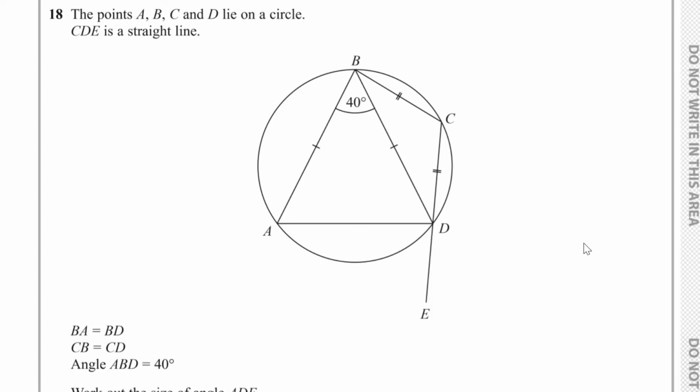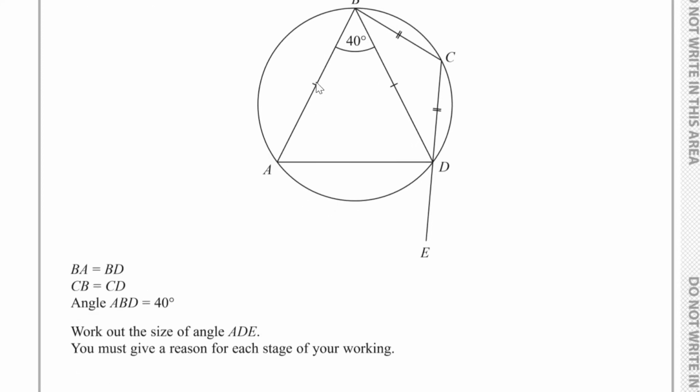Question number 18. The points A, B, C and D lie on a circle. CDE is a straight line. BA is equal to BD, so we have an isosceles triangle. CB is equal to CD. Again, we have an isosceles triangle. We have to work out the size of the angle ADE. You must give a reason for each stage of your working.